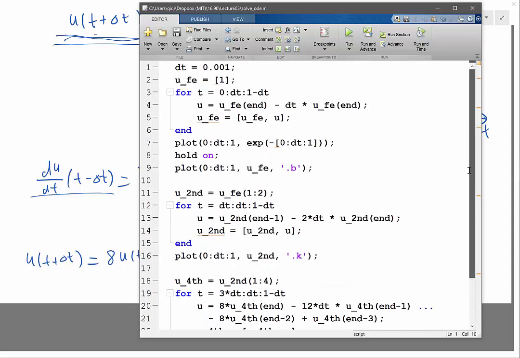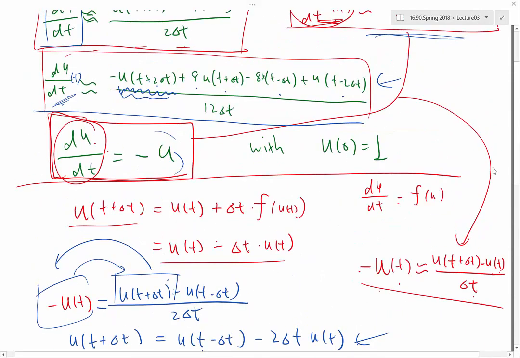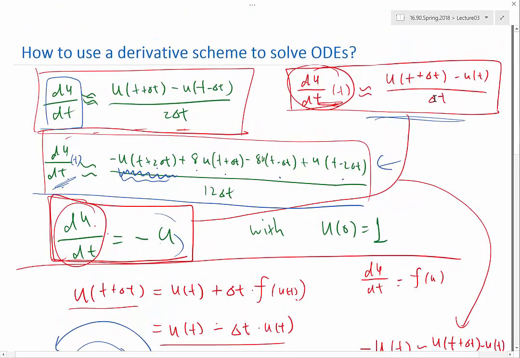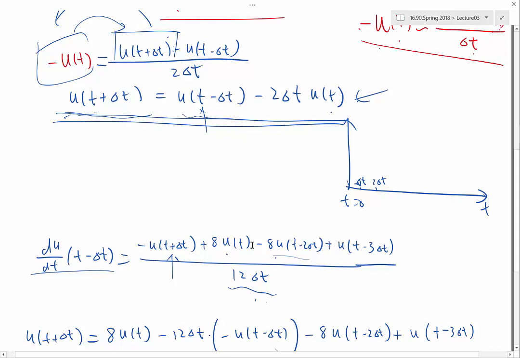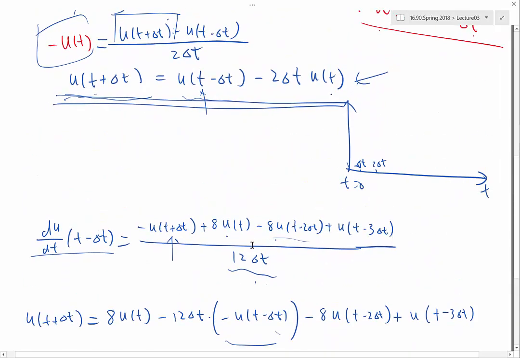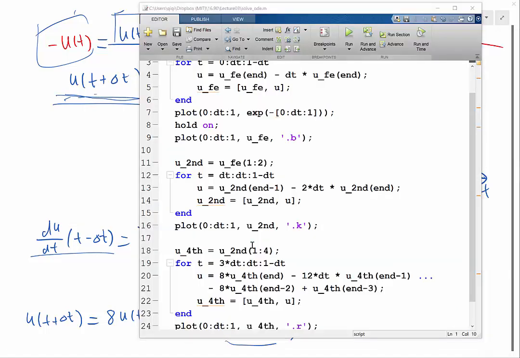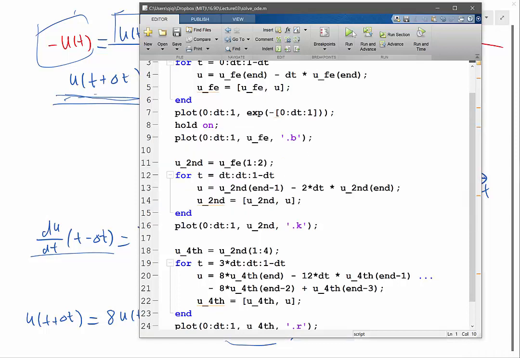So remember, I just said that the first order scheme is called forward Euler, right? The second order scheme is called the midpoint rule. The fourth order scheme doesn't have a name. It's bad. Why doesn't it have a name? Because it's something I invented today. Nobody uses that. And now you've seen why nobody uses that.